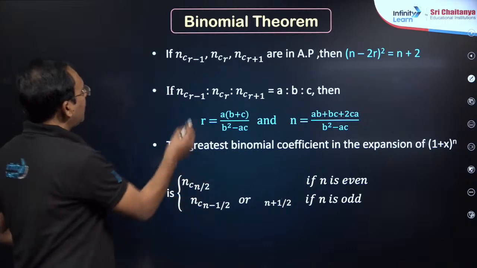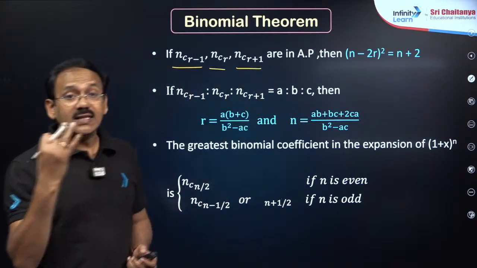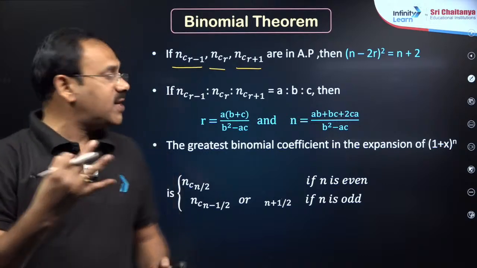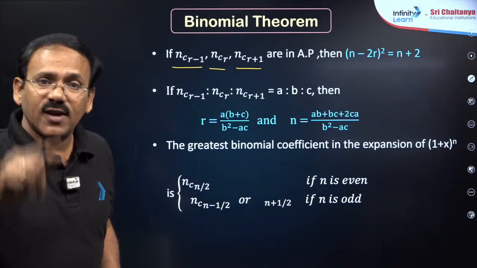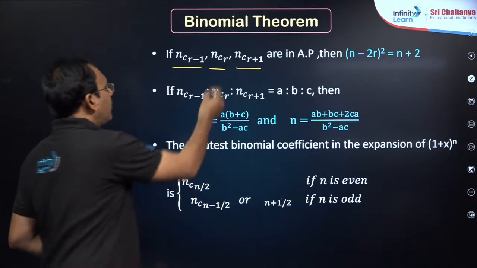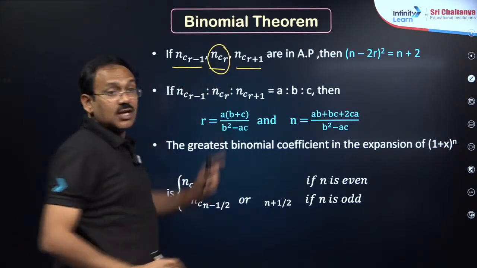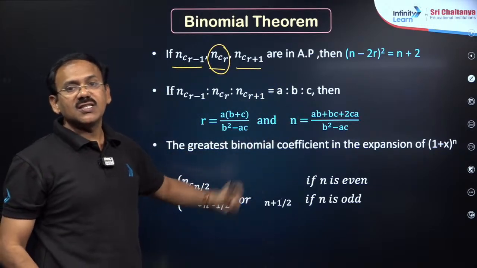Yeah, you see, if nCr-1, nCr, nCr+1, three consecutive binomial coefficients, are in AP, very, very important, dear students. So if that is the case, the middle one is nCr, suppose. Try to remember this condition. In 2023 and 22, a question was given on this.